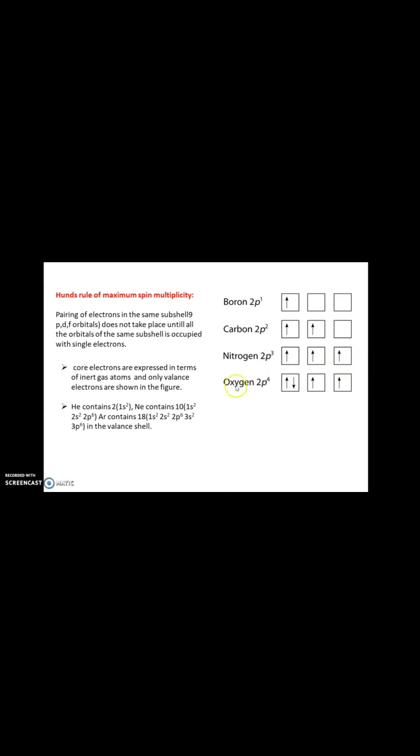Now for the next element, oxygen, in the configuration of oxygen, there are 4 electrons in the 2p orbitals. So in case of 4 electrons of the 2p orbital, the first, second and third electrons will be placed in 3 orbitals, and then the 4th electron will be placed in the first p orbital, that means in px. That means the pairing of electrons occurs now in case of oxygen. Clear? So here it is maintaining Hund's rule of maximum spin multiplicity.